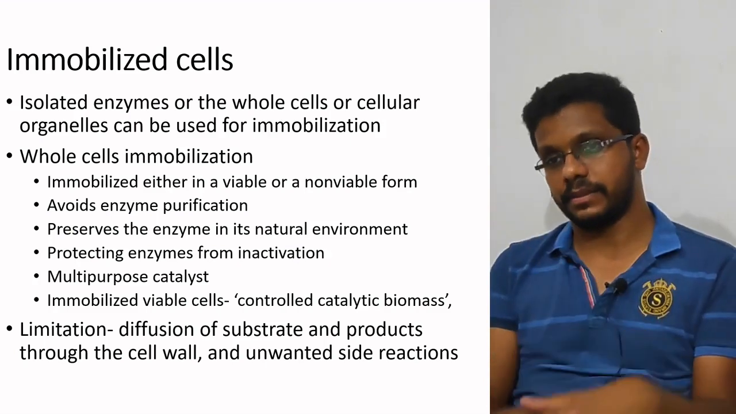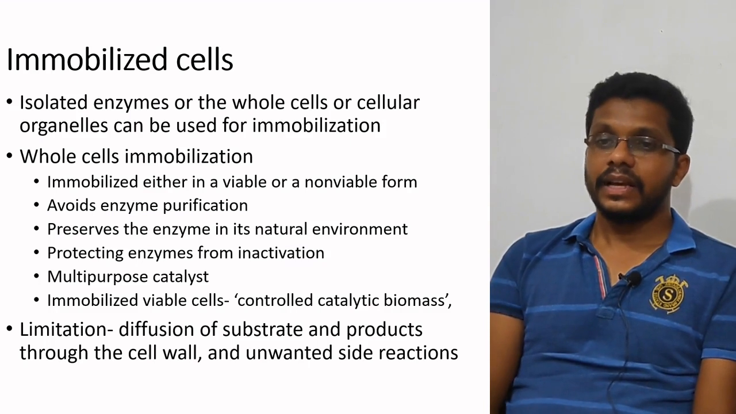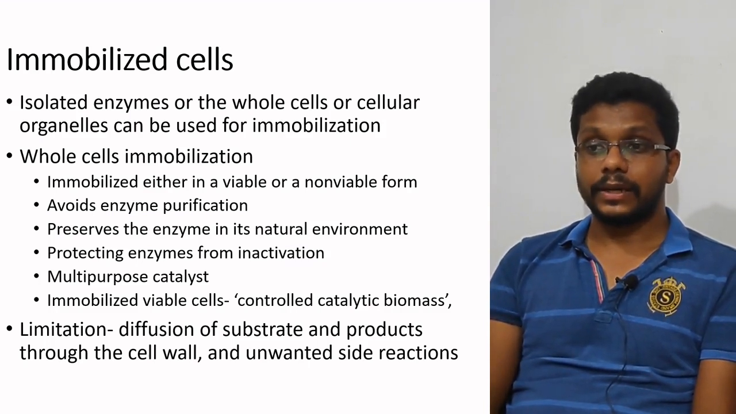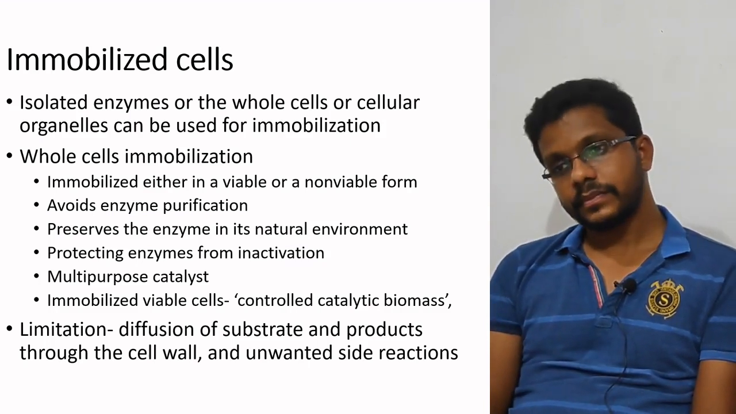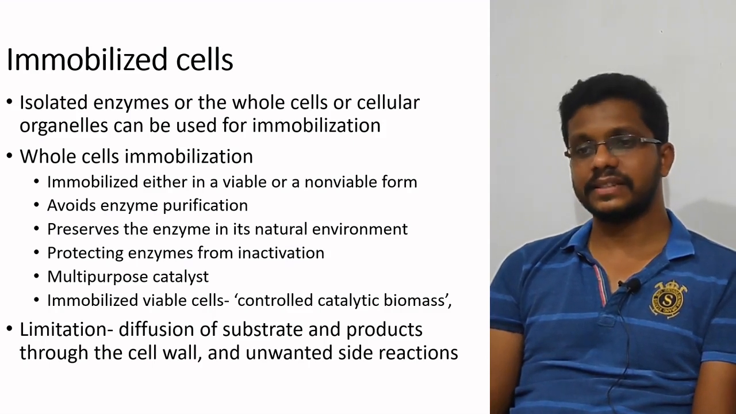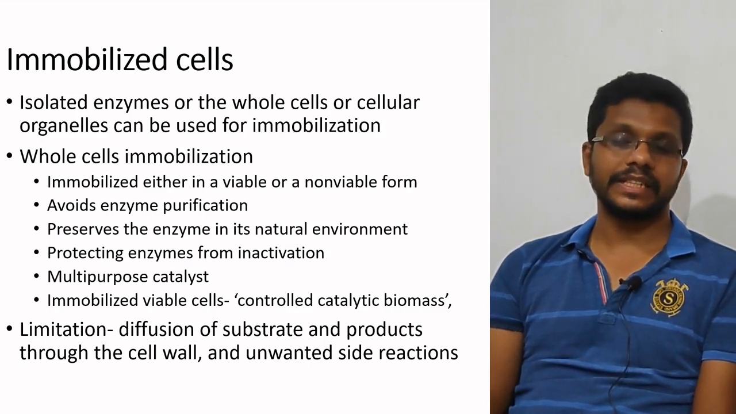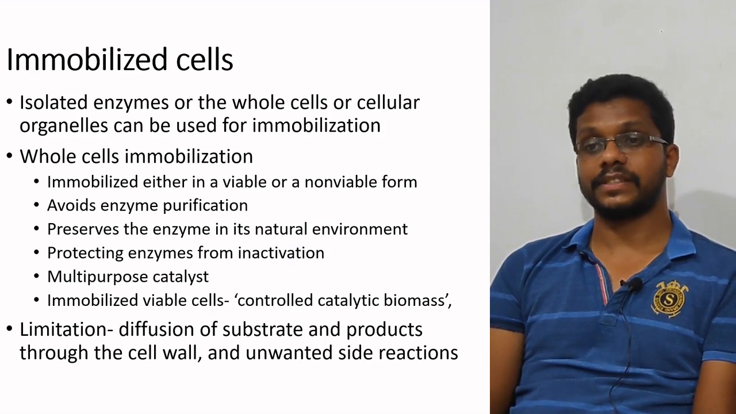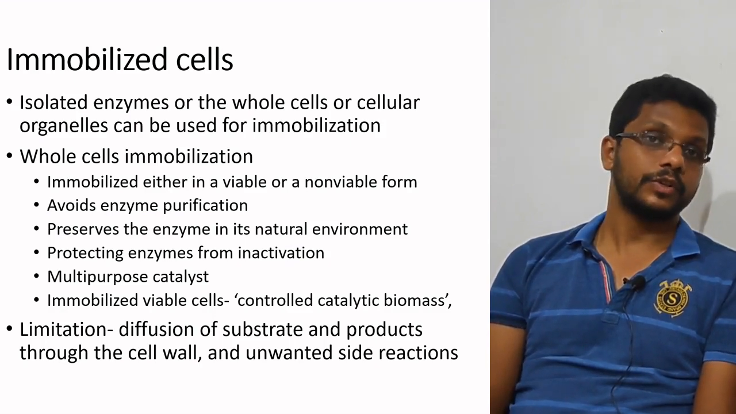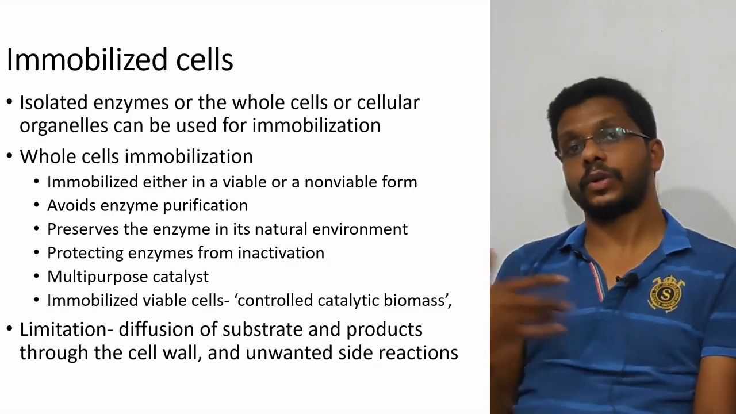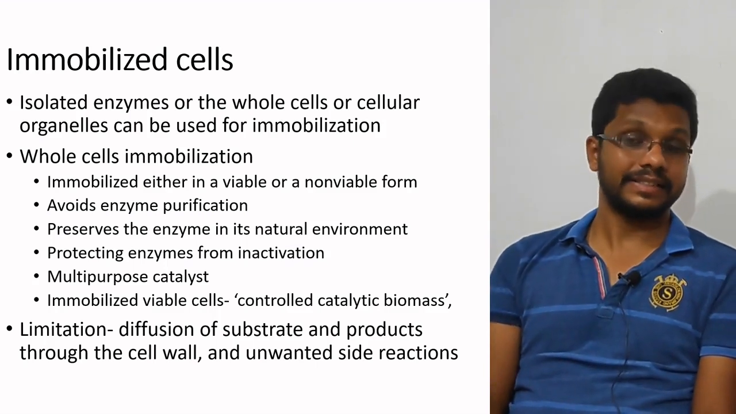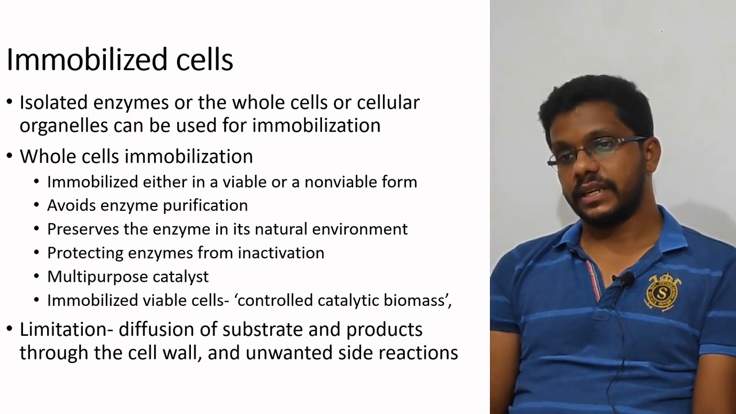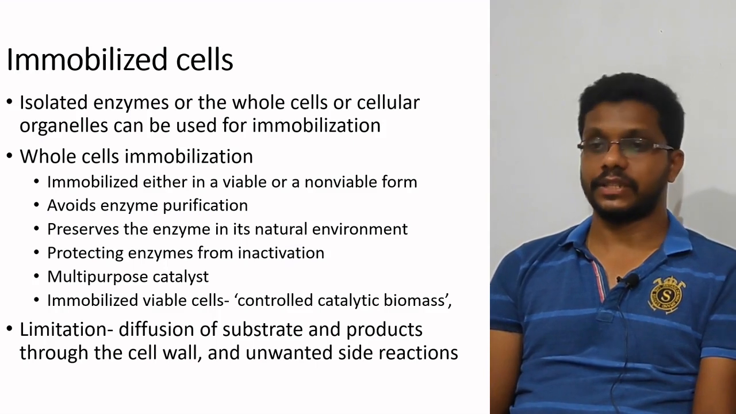It can be done in a simple step. Immobilized viable cells are called controlled catalytic biomass. Limitation of the immobilized cells, including the free diffusion of the substrate and product, is limited because of the presence of cell wall and cell membrane. So if our reactants or product is not able to cross the cell membrane and cell wall easily, it leads to diffusion limitations and reduced productivity.